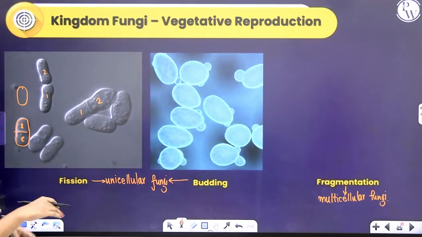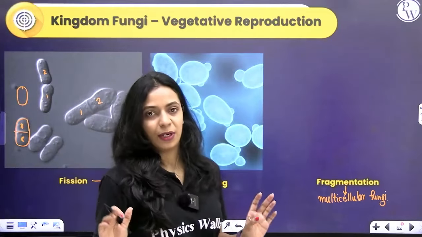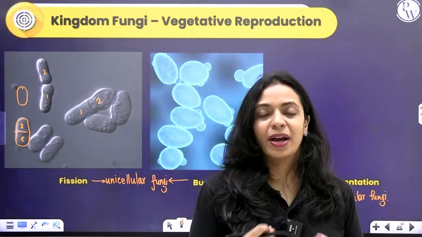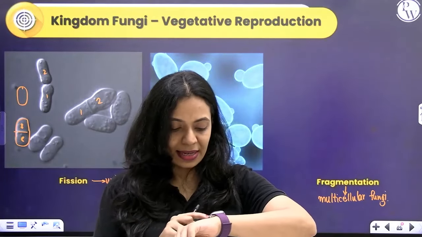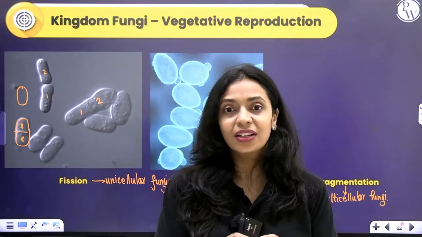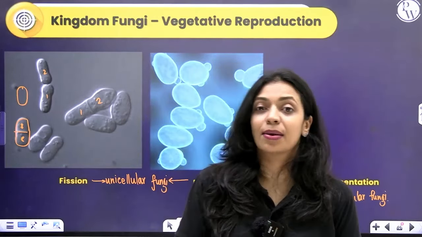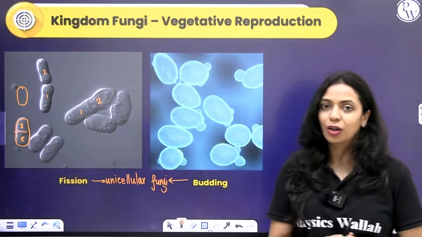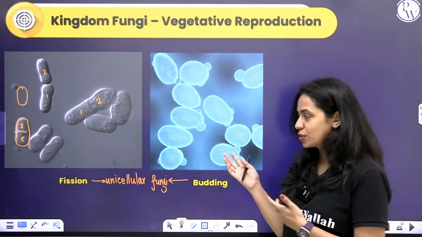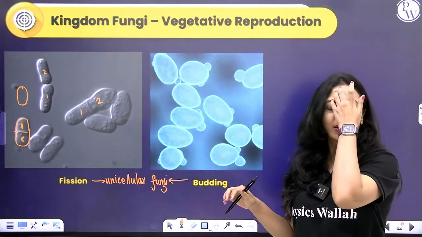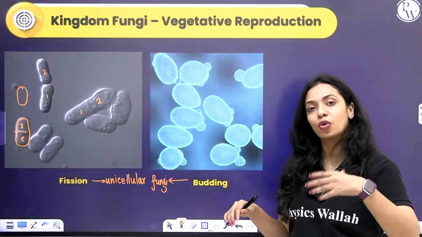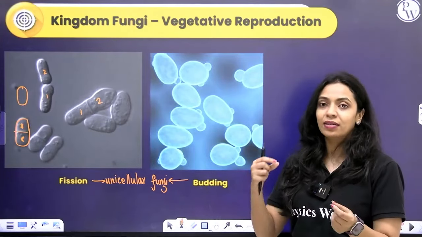So here, fission is happening, splitting is happening, right? By undergoing mitotic cell division, one cell is giving rise to two cells. That's why it's called fission. Now, what is budding? Budding is very similar to fission because that is also a vegetative reproduction. But in budding, from one cell you can have more than one bud.